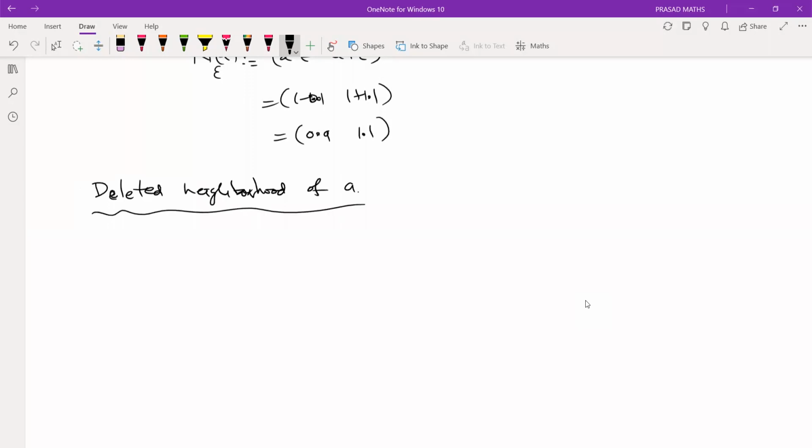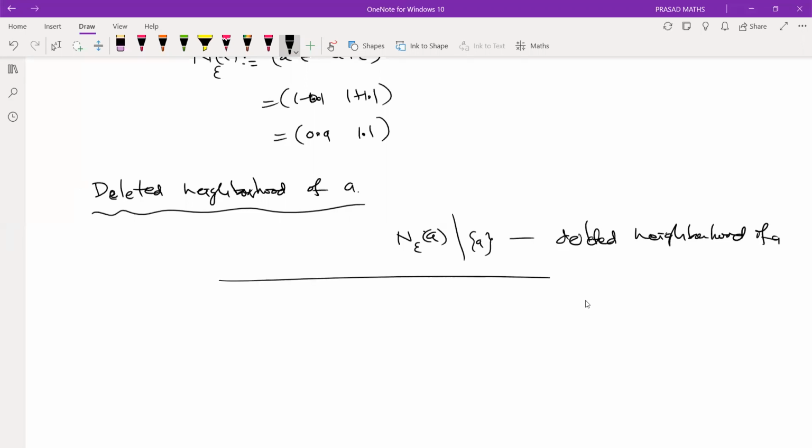So a deleted neighborhood means this is my epsilon neighborhood of a point, and you delete the center itself. This is what a deleted neighborhood of a point actually is. You just throw away the center. This is my neighborhood, A minus epsilon, A plus epsilon, and you just remove this point.